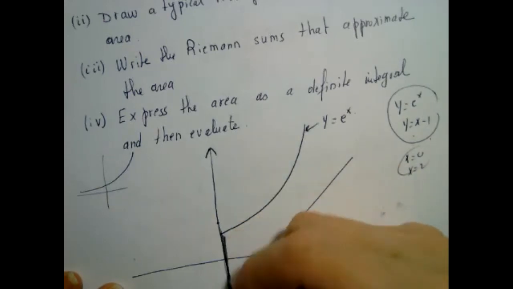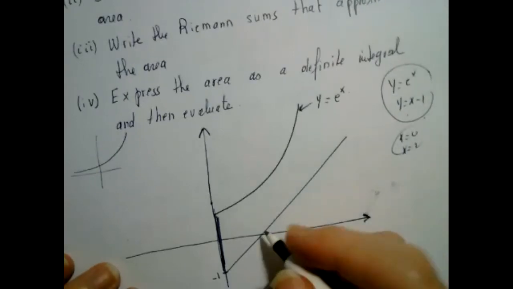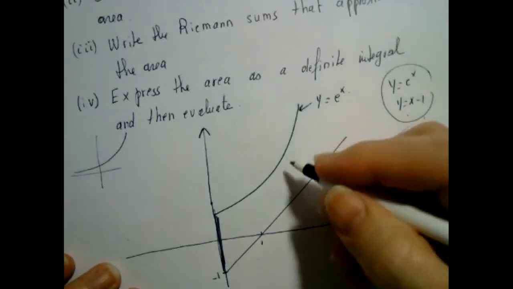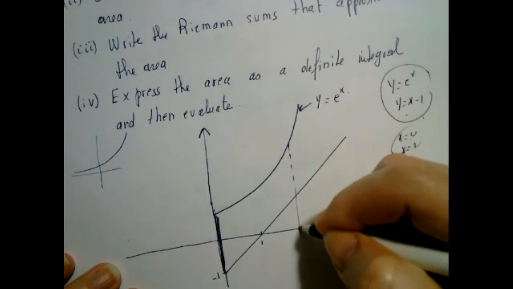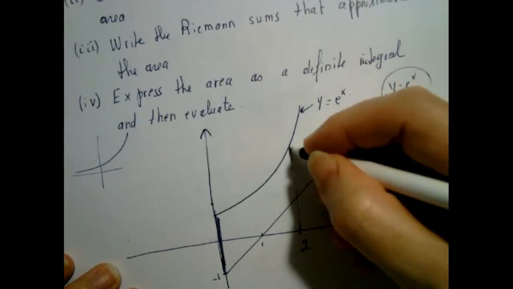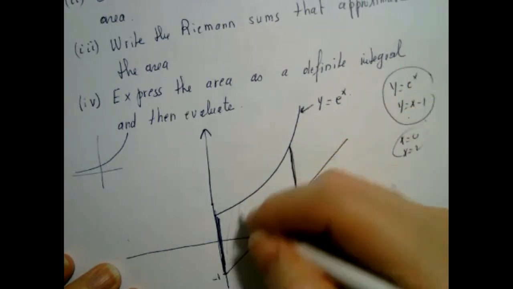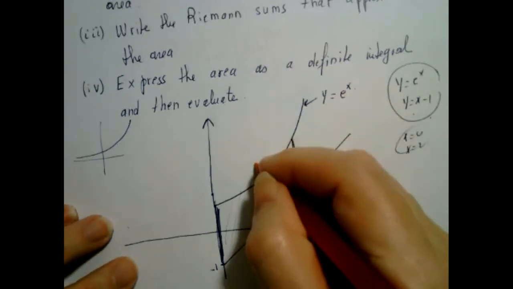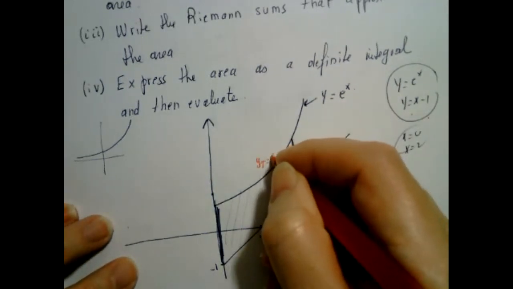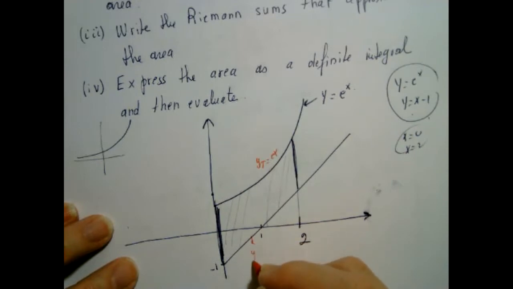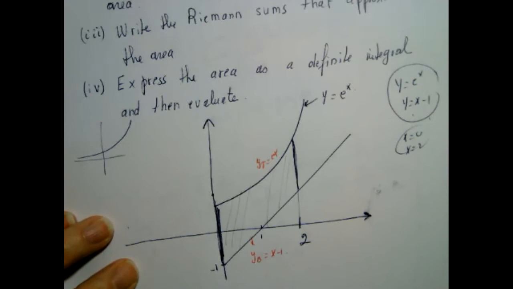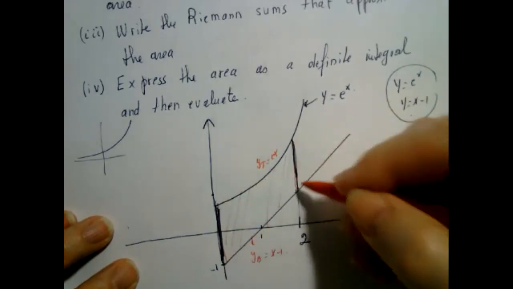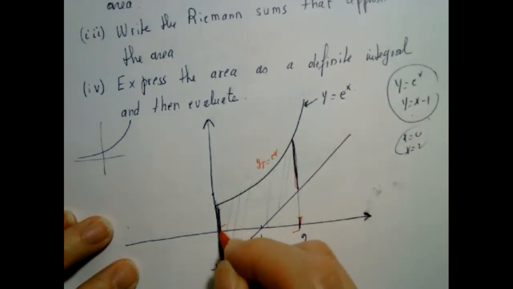x equals 0 is this line here. Now, if we are very careful, that's 1, and x equals 2 is this line up here. So this is the region that I am interested in. Is that clear? Crucial. Now I know which is my top curve: e^x is the top curve, and my bottom curve is x minus 1. That's sketching the curve. So that's my region, between 0 and 2.